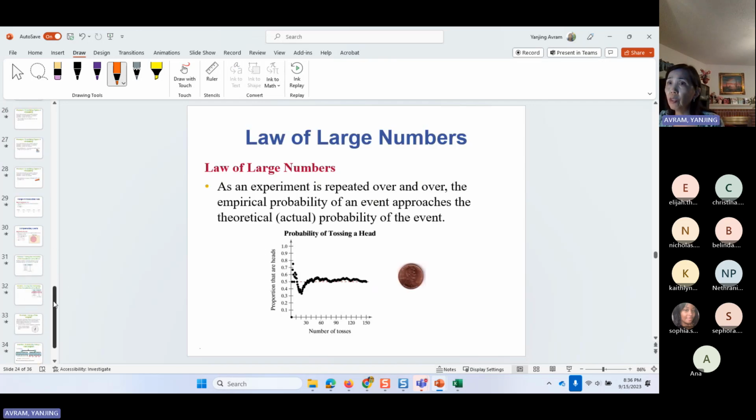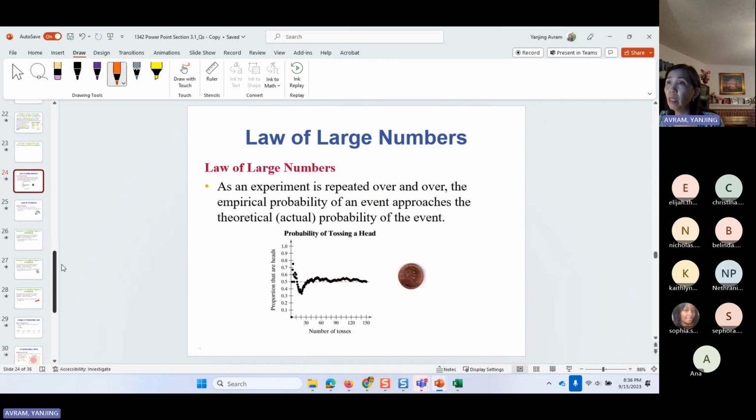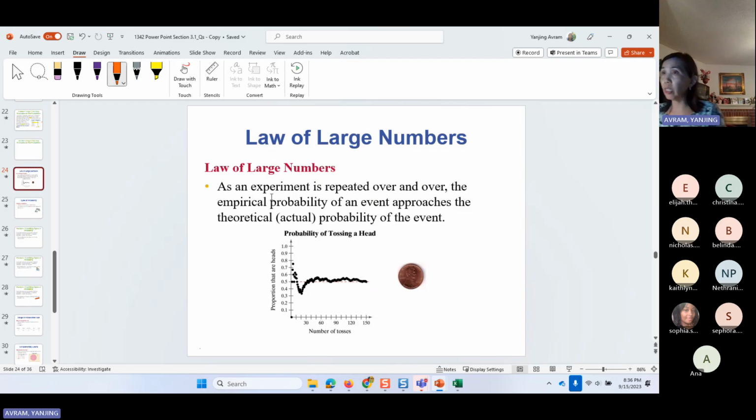I also want to introduce the law of large numbers. When I have an in-person class, I usually tell students, if you flip a penny 10 times, do you get exactly 5 heads or 5 tails? You can do this on your own at home as well. Flip a penny 10 times and record how many times you got a head and how many times you got a tail.